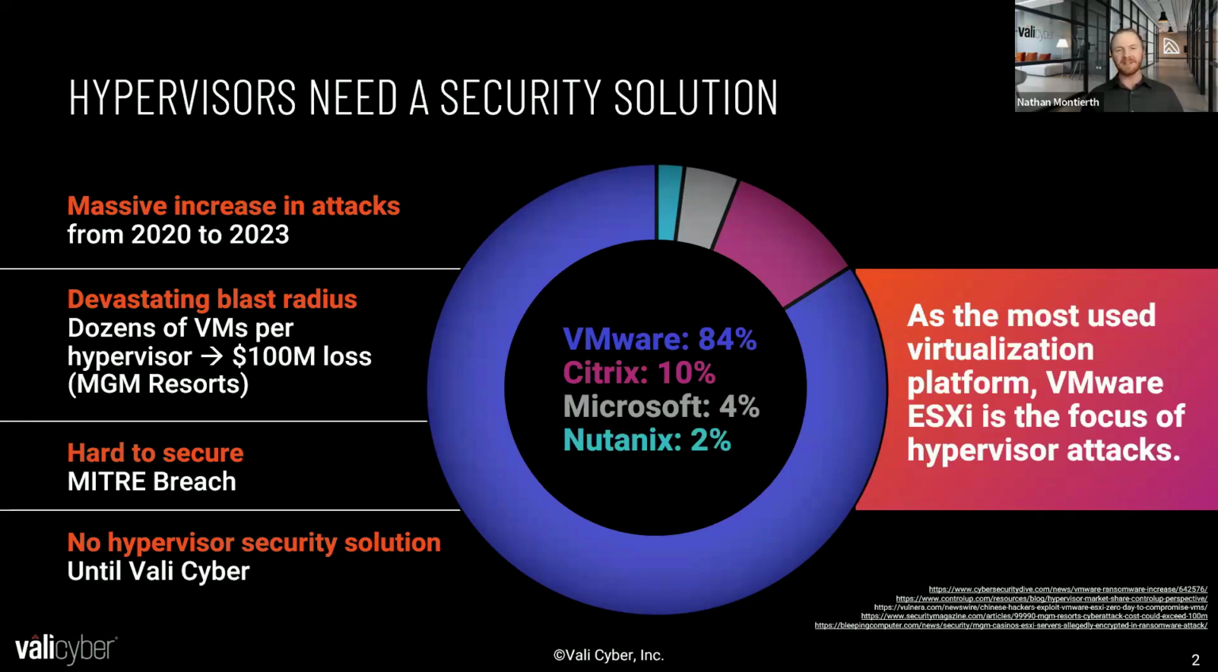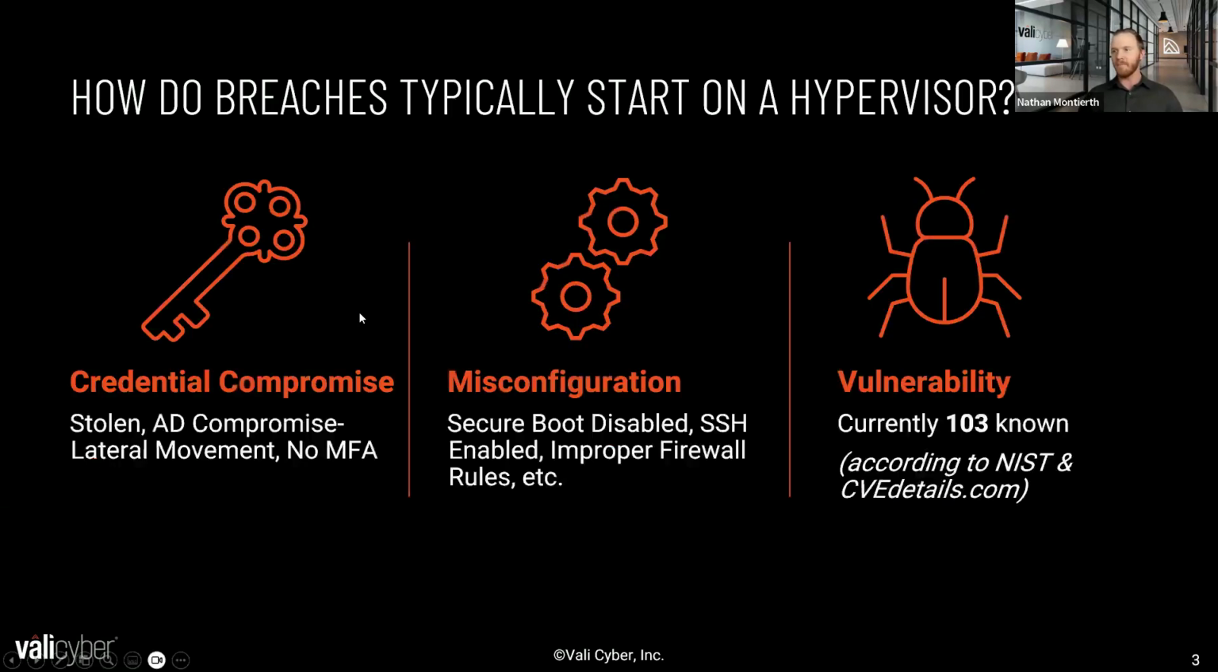And it really brings to mind that old adage when it comes to cybersecurity specifically, which is that it's not really a question of if, but when things are going to go wrong. Traditionally, hypervisors have not had any kind of security solution. We won't talk too much about the way that Vali Cyber changes that until probably the very end of the presentation. But what I really want to focus on is some of the techniques and tactics that attackers will use, and specifically RATs today.